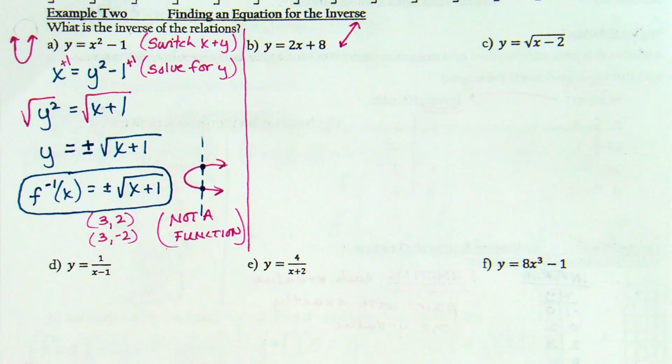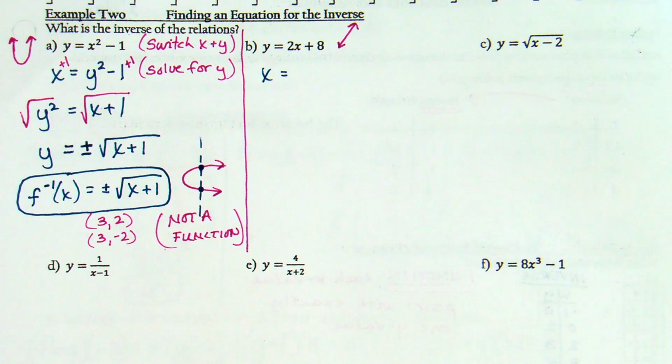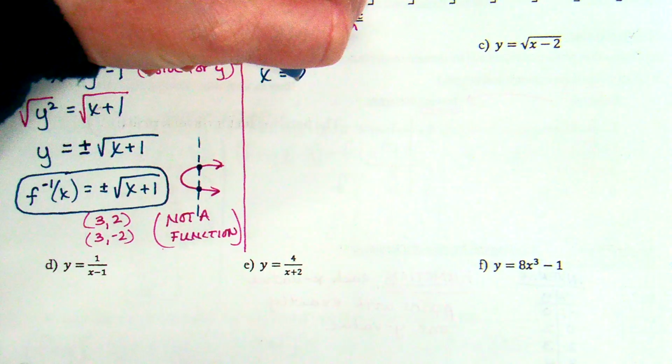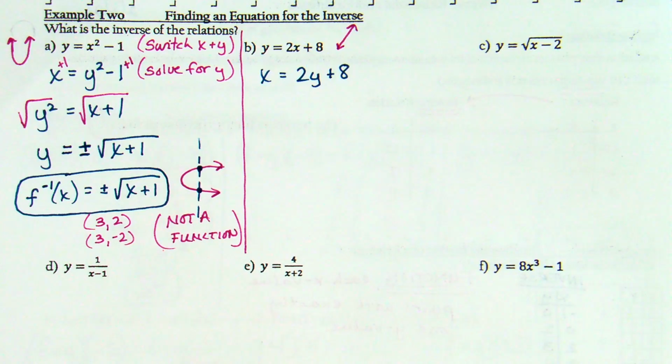So in order to find the inverse, what is step 1? Switch x and y, right? X becomes y becomes x. So instead of y equals, I'm going to say just x equals. Just switch the variable, not the pieces with it. Instead of 2x plus 8, I'm going to say 2y plus 8. Okay?